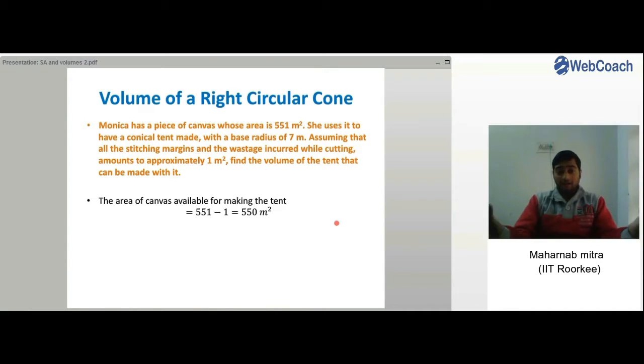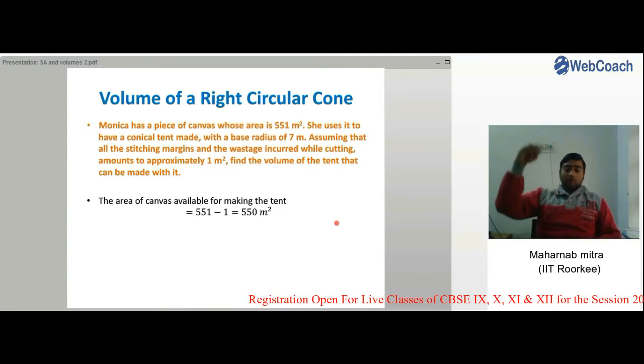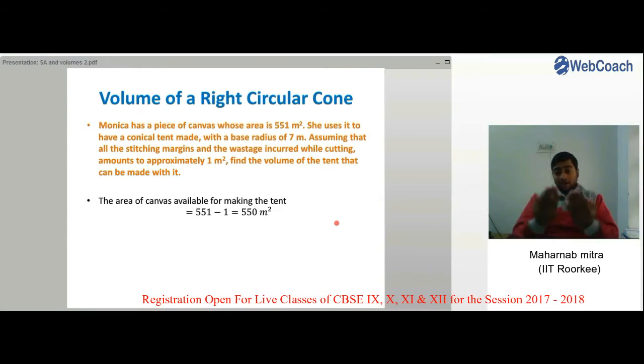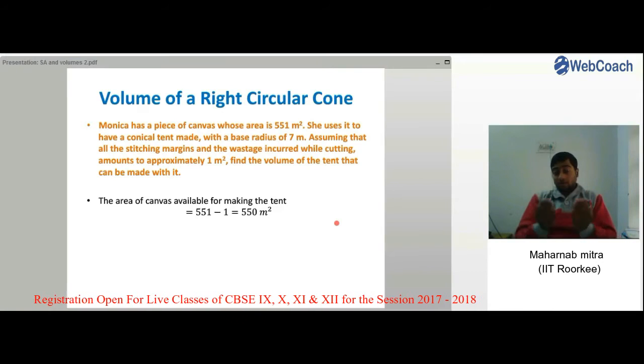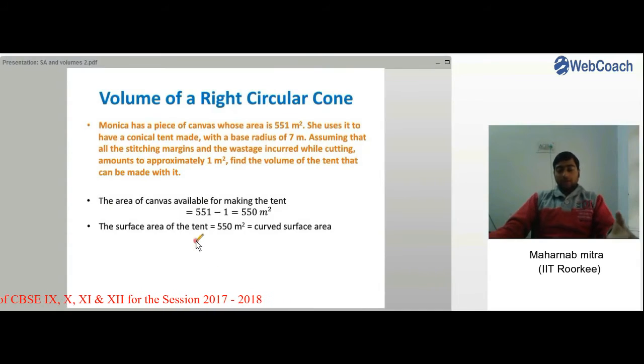Now we are using this entire area of the canvas to build a conical tent, right? And when we are wrapping the canvas, as we had seen in the last class, we are getting a conical shape, and for that conical shape, that entire area is nothing but the curved surface area of the cone. Now the surface area of the tent, as I told you, will be 550 meter square, right, which is the curved surface area of the cone.